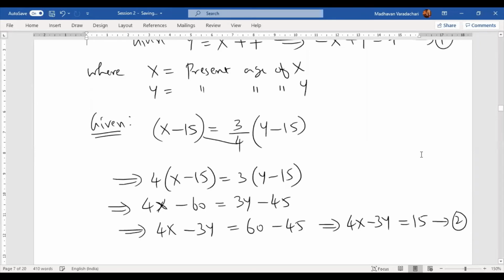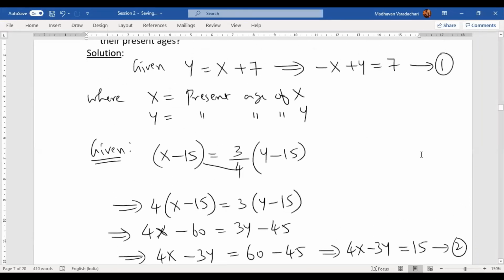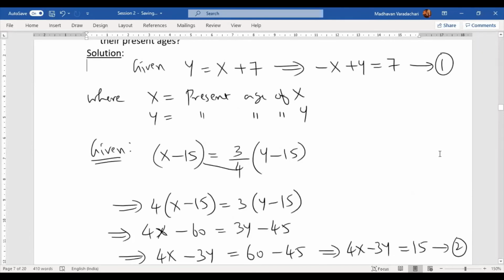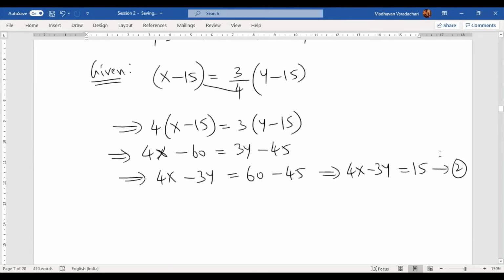Now let us compare the first and second equation. I may notice here it is negative 1x. Here it is positive 4x. That means if I multiply this by 4, I will have negative 4x. Then I can add these two equations. What I will do now, first equation, I am going to multiply it by 4.